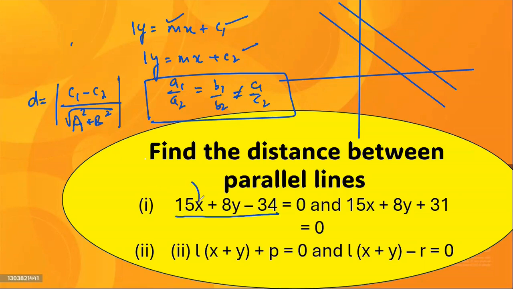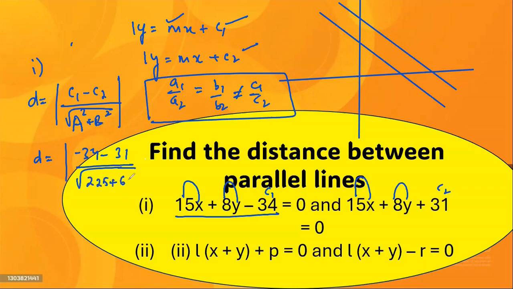If you will see, the coefficient of x is 15 here, and it is also 15 here. Here it is 8, here it is 8. Now C1 is negative 34 and C2 is 31. So when I put it in the formula for the first part, C1 is negative 34 minus C2, which is 31, over the square root of A square, which is 15 square, that is 225, plus B square, that is 8 square, which is 64.